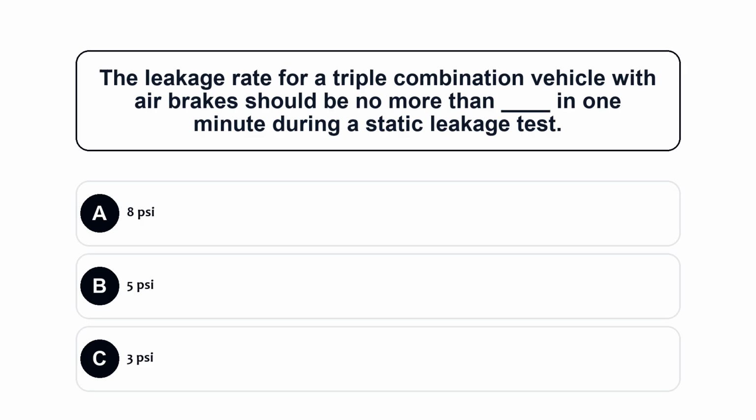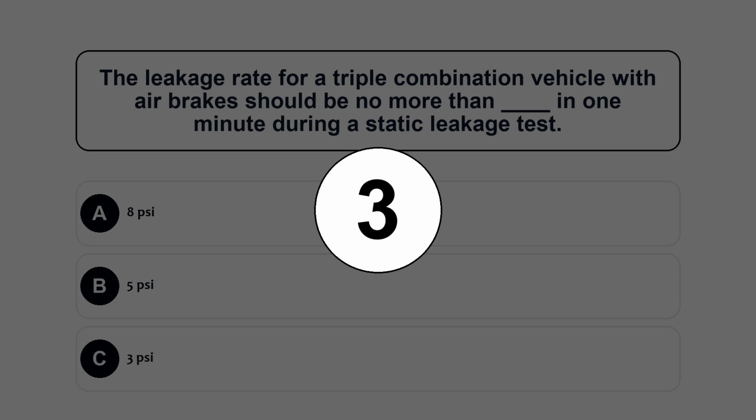Question 9. The leakage rate for a triple combination vehicle with air brakes should be no more than blank in 1 minute during a static leakage test. Option A. 8 psi. Option B. 5 psi. Option C. 3 psi.